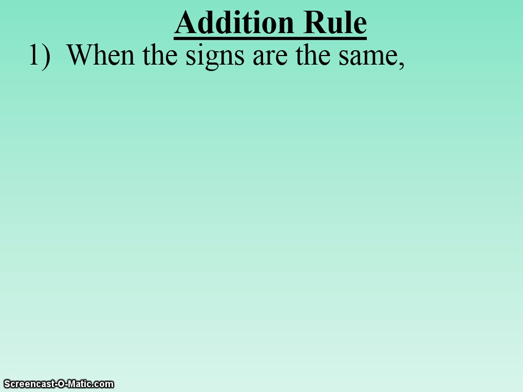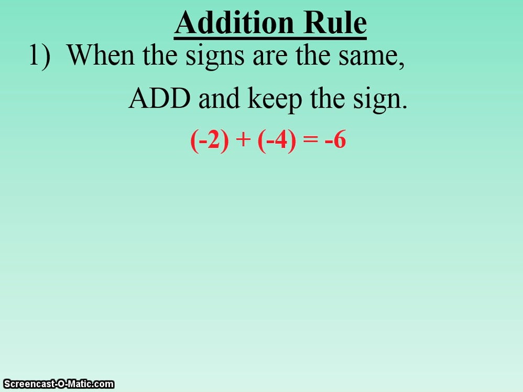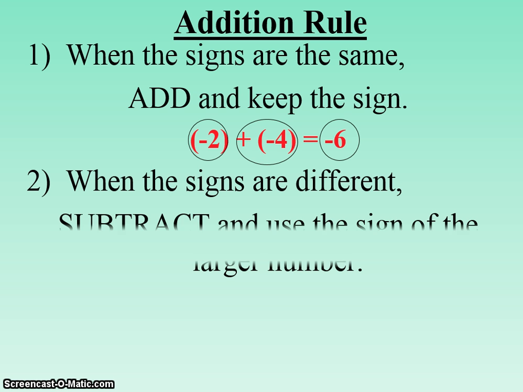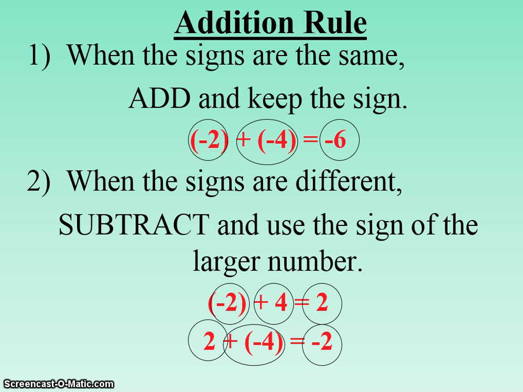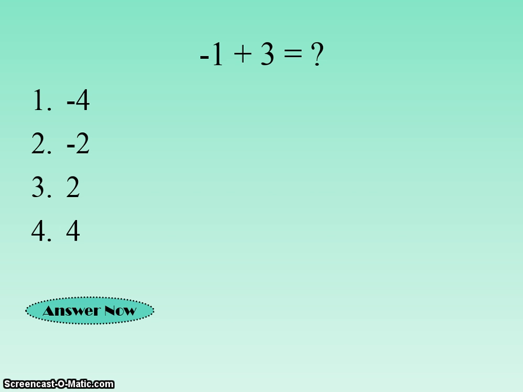Okay, let me remind you what the rules are. When the signs are the same, add and keep the sign. So we have -2 plus -4 gives us -6. When the signs are different, subtract and then use the sign of the larger. So we have a -2, we have a +4, gives me a +2 because 4 is a positive number. If we have this one, we'd have -2 because 4 is a negative number. Still the same idea. Subtract and take the sign of the larger.